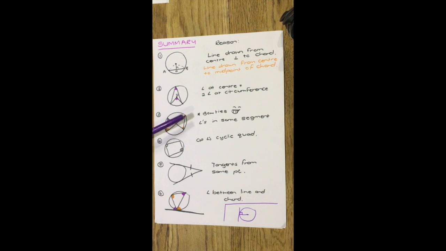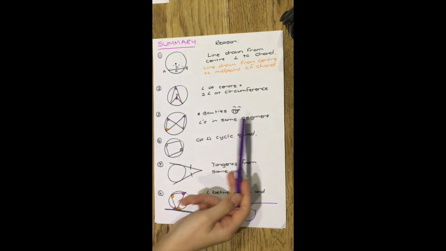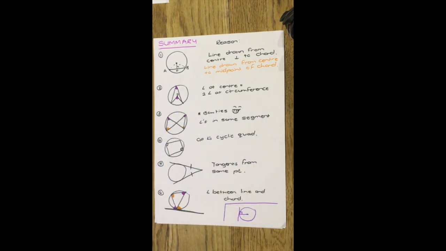The third one, I call Bowties. That's the one where it looks like a little bow tie, and the reason you use is angles in same segment. Essentially these two will be equal and these two will be equal. And remember, what's important about this one is that those points must lie on the circumference. They can't be anywhere else. It can't just be a random bow tie.